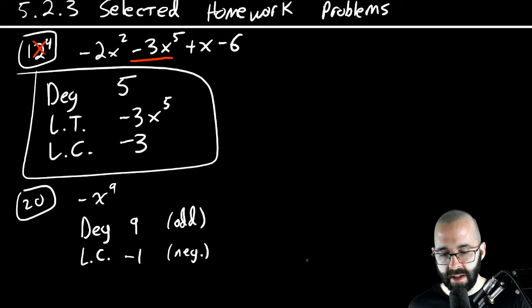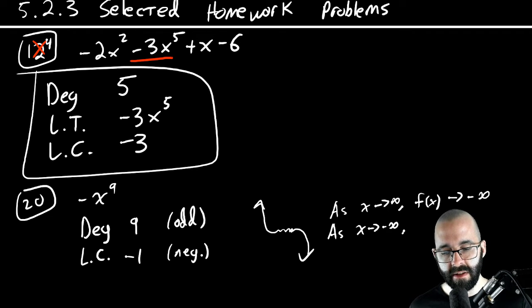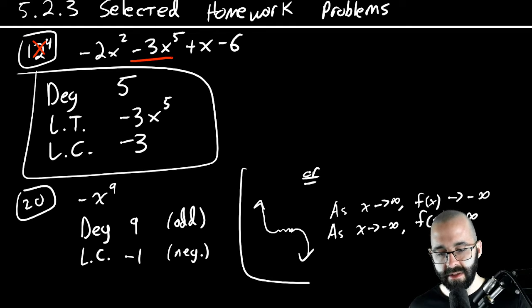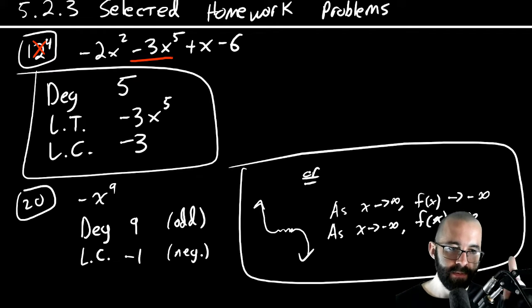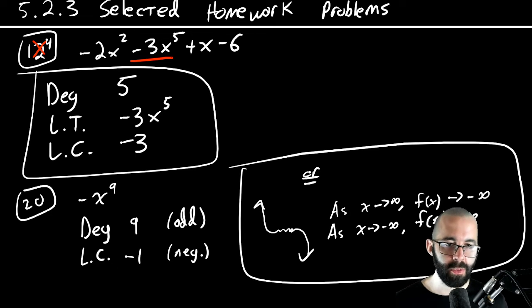Our end behavior is this. Or the book might write, as x goes to infinity, the function goes to negative infinity, right? As x goes to the right, the function goes down. And as x goes to the left, the function goes up. So I will take either one of these answers. The book has the arrow notation answer, but I'm okay with the little picture.